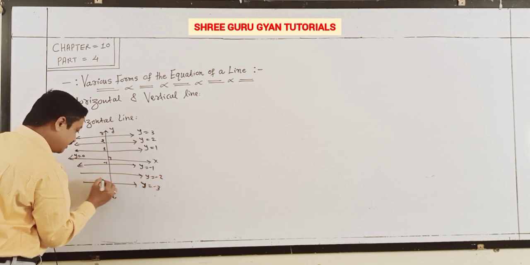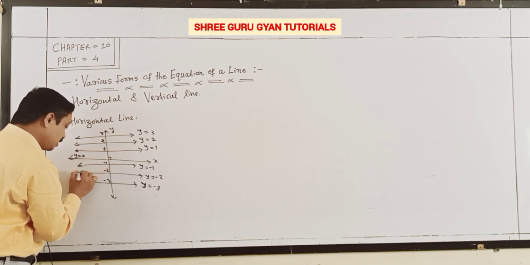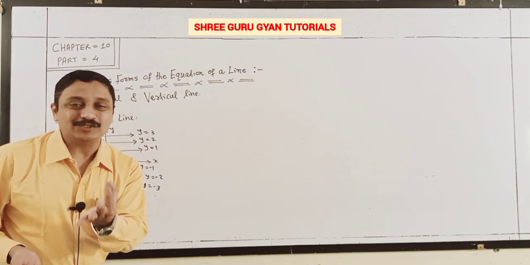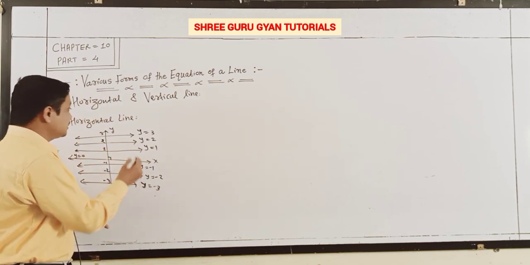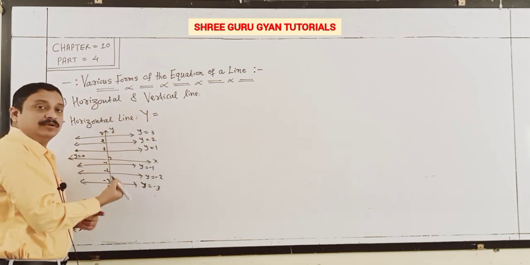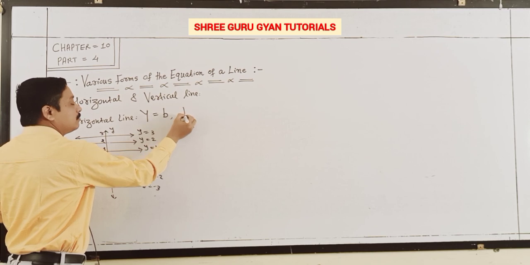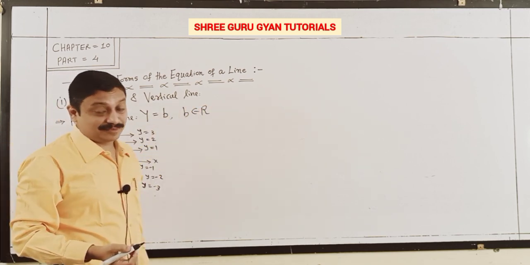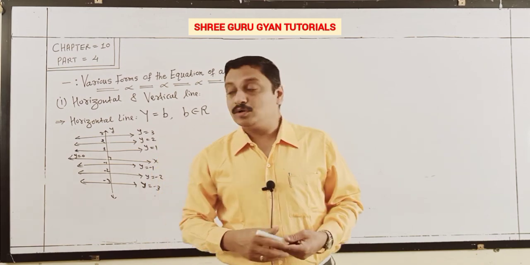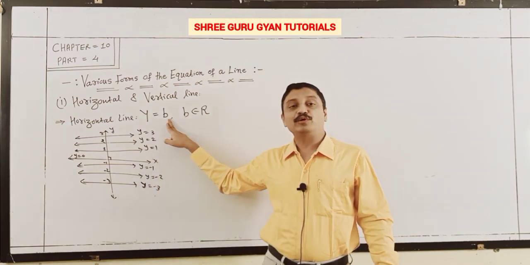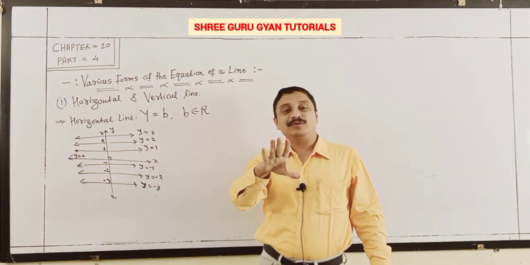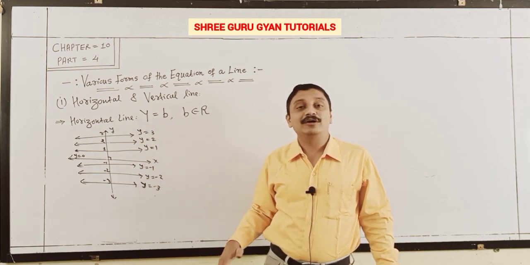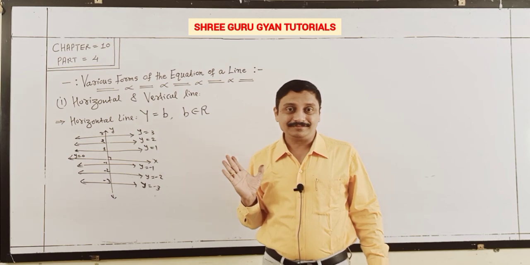Students, you can draw those types of lines in different ways. A line parallel to the x-axis is called a horizontal line. It is y is equal to something, therefore I write y is equal to b, where b belongs to any real number. You can write 1.1, 1.2, 1.3, any value for b, and y is equal to something is called your horizontal line.